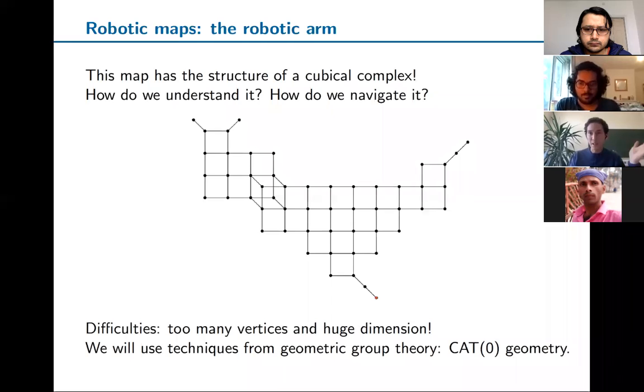And of course, there are many difficulties that occur. One of them is that this map has too many vertices, and also it has a really big dimension. And the way to navigate it, for that, we will use techniques from geometric group theory, namely CAT(0) geometry. Okay, so let me introduce some preliminaries.